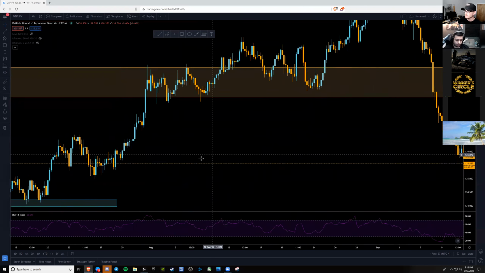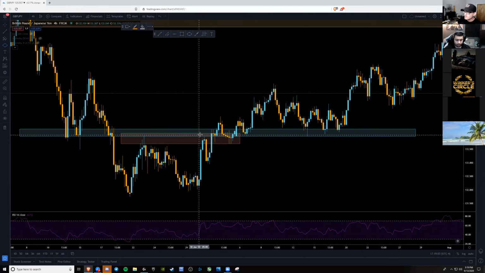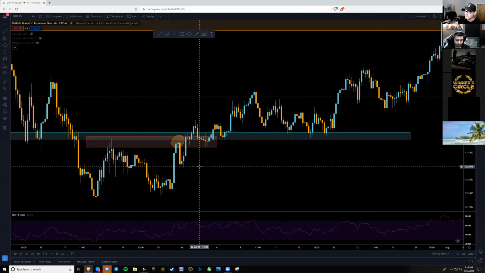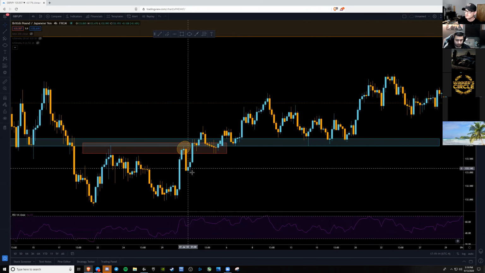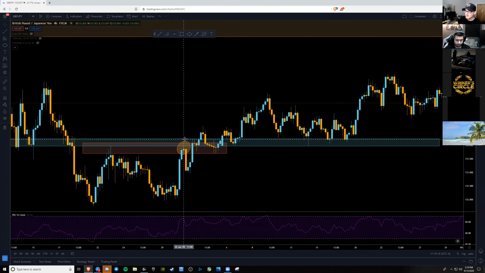This retested as resistance, and then we finally broke through. Even if you zoom in on what happened exactly right here, we went up and tested this area and then retraced back down. That's a fib level right there. We'll talk about that later. And then we caught a Fibonacci retracement, broke through the level, and went back down and retested as support.